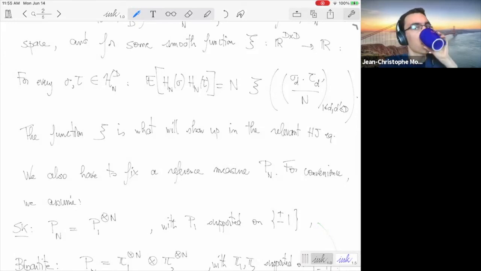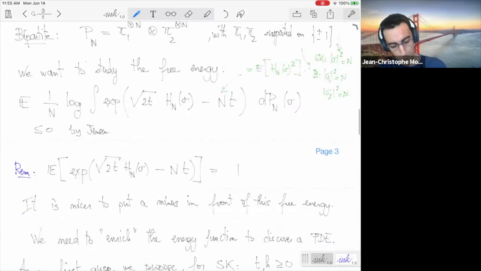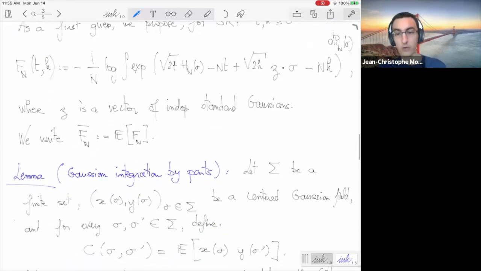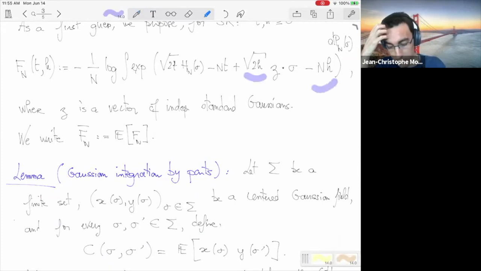All right, let's see how to use this lemma. This is the free energy, and this is what I would like to try to differentiate in T and in H. Maybe it's nicer to start with H, it's a little bit more explicit. So I'm going to differentiate with respect to H. H appears here, and this second slot is very easy to differentiate, so mostly I'm concerned about this.